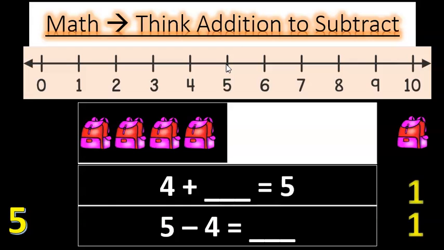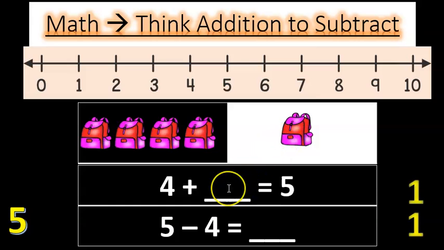1. So boys and girls, how many backpacks do I put in here? 1. Good job. Because according to that number line, only 1 backpack goes in here. Now since we have 1 backpack here, what number goes here? 1. So let's insert 1 here and look, our addition equation is complete. Repeat after me. 4 plus 1 equals 5. Your turn to read it. Ready? Go.